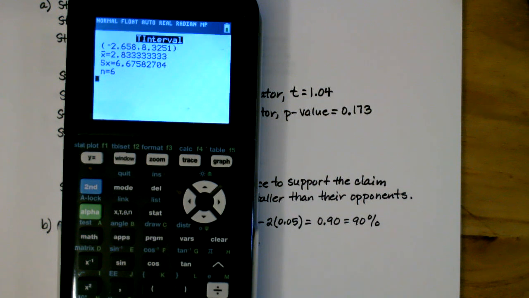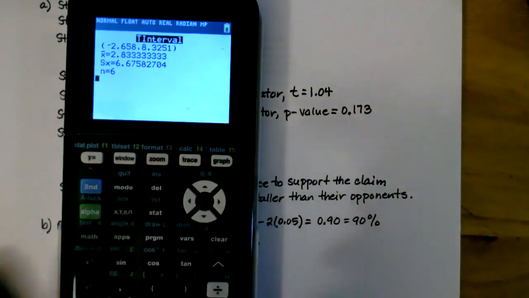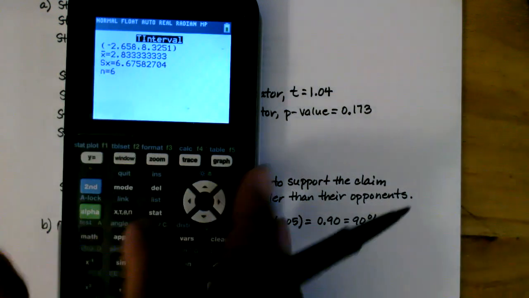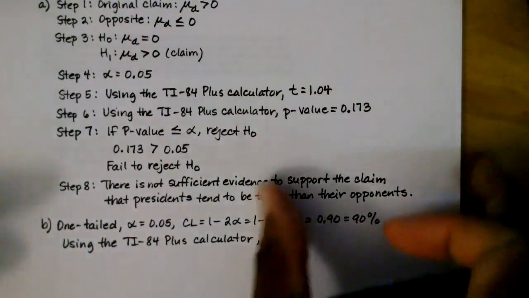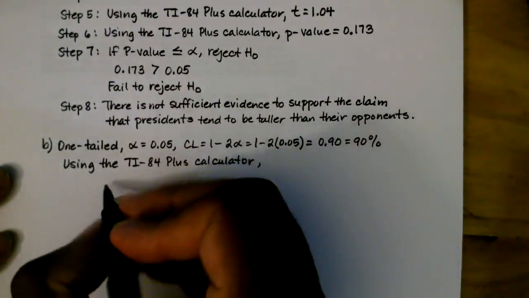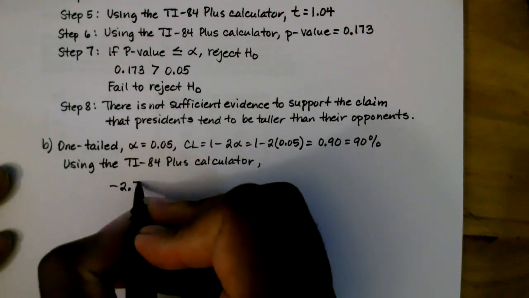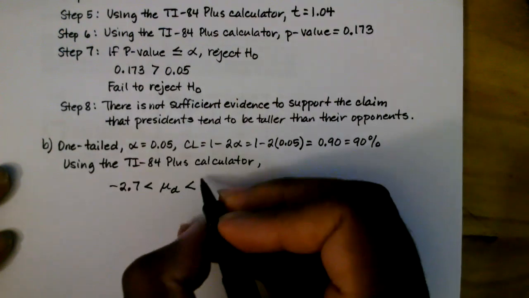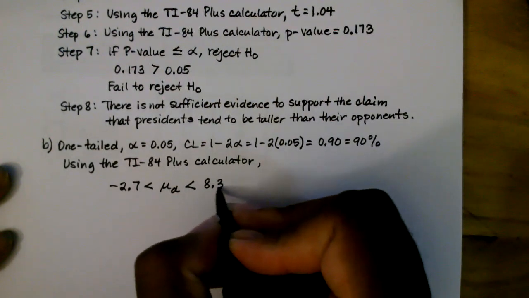Let's say they want this to 1 decimal place. So my lower limit will be negative 2.7. The upper limit will be 8.3. So to write my confidence interval is going to be this. Negative 2.7 is less than mu sub d and less than 8.3.